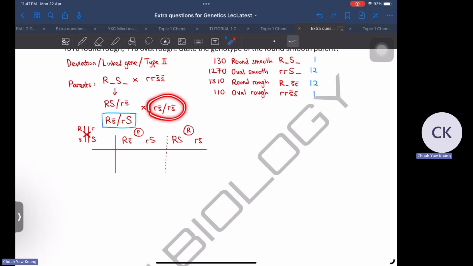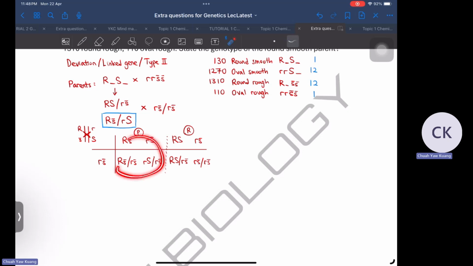Well, for this individual, it is going to produce only one type of gamete. This parent only produces one type of gamete, which is small r, small s. Okay, so done with this, then next we will do the cross. Okay, so done with the cross.